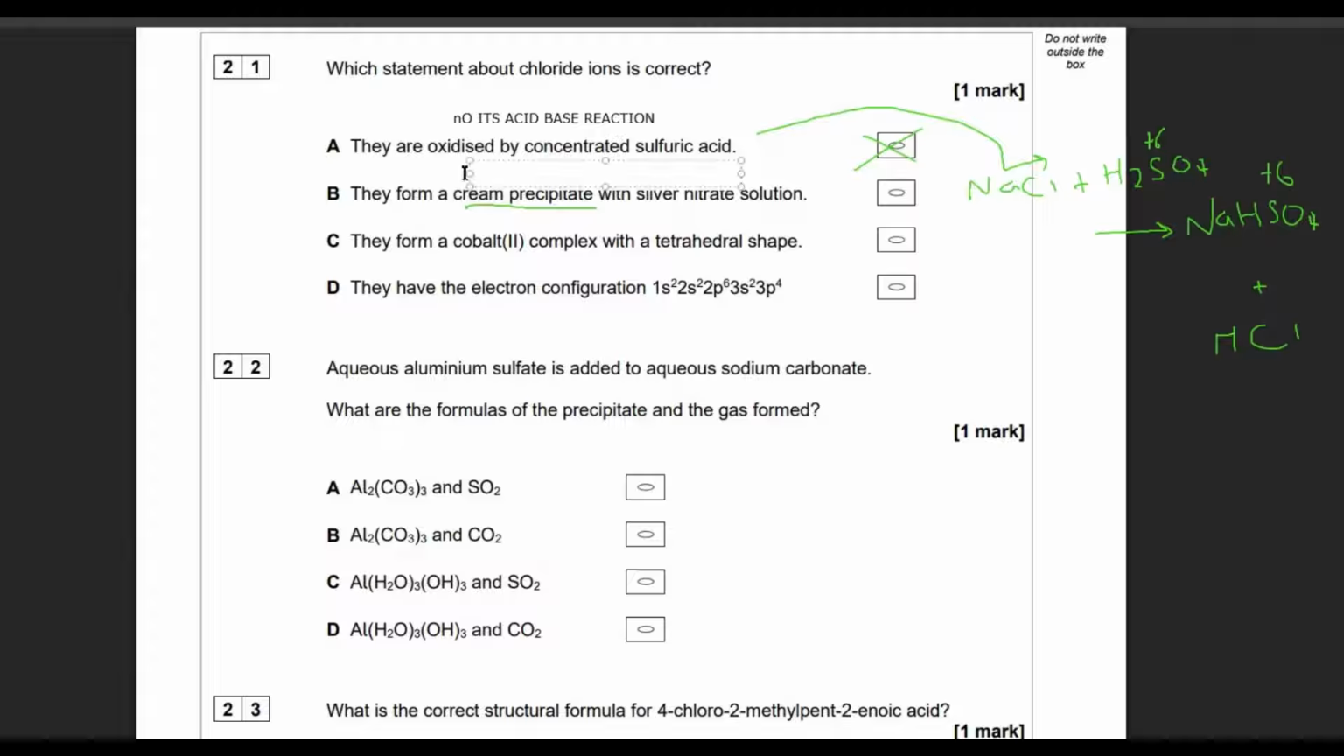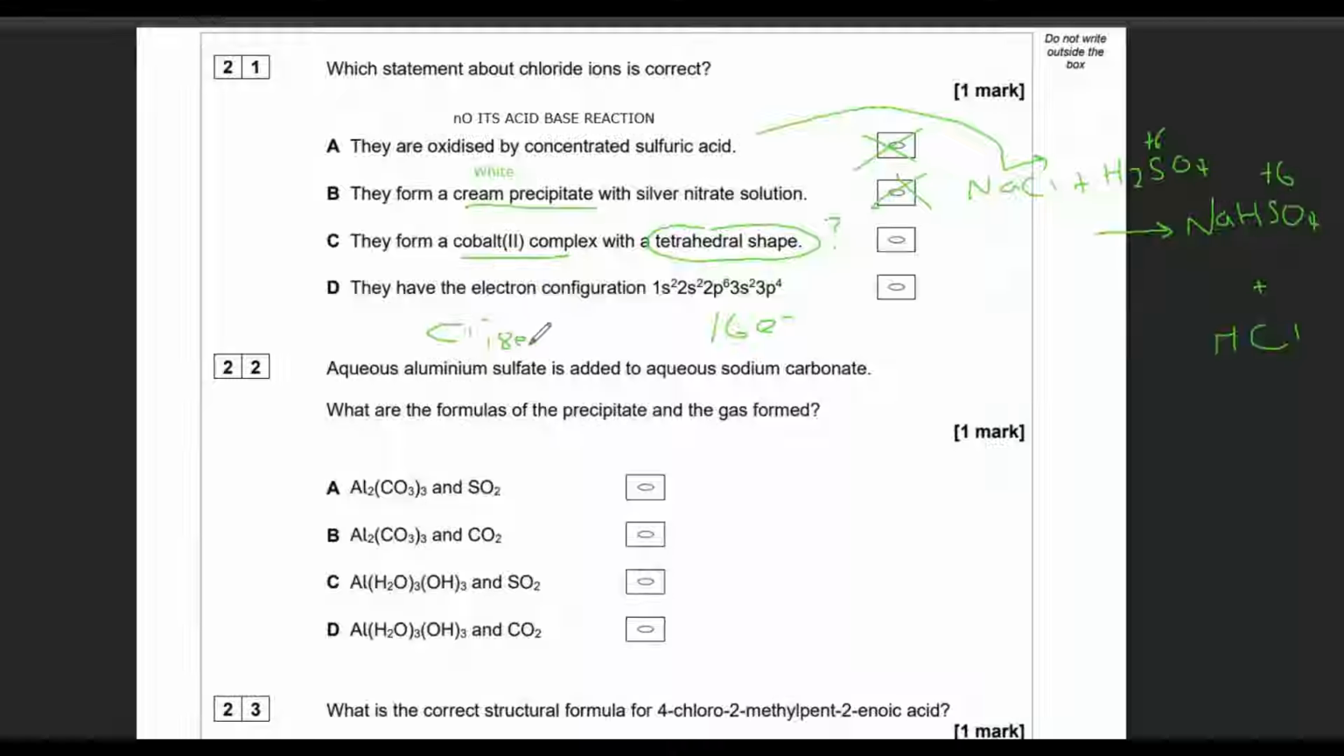Do chloride ions form a cream precipitate with silver nitrate? No, cream is bromide. AgBr is cream, isn't it? AgI is yellow and AgCl is white, so it should be white. So that's wrong, that one. Does it form a cobalt-2 complex with a tetrahedral shape? Well, I'll put a question mark there. We'll think about that in a minute.